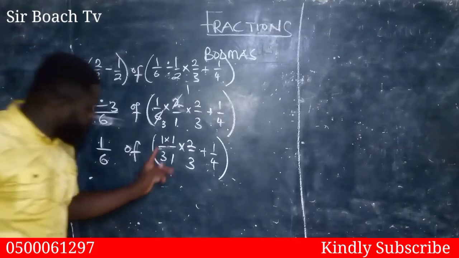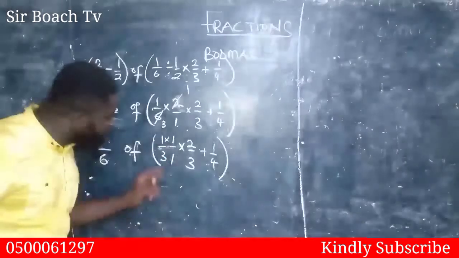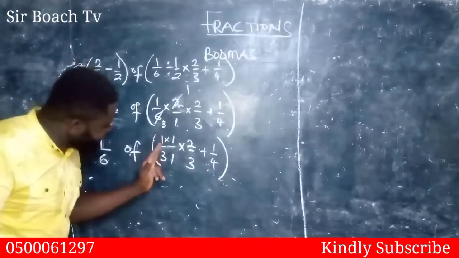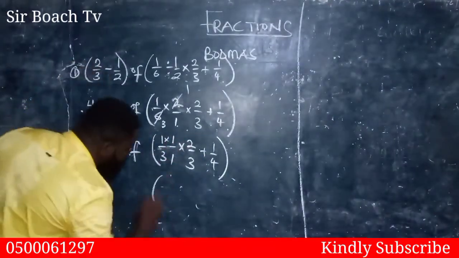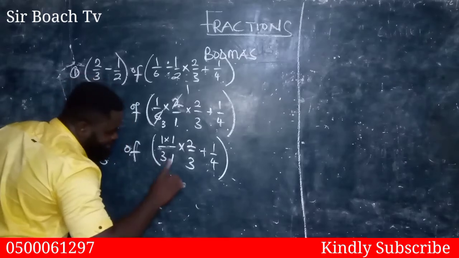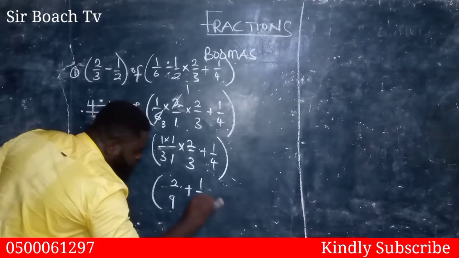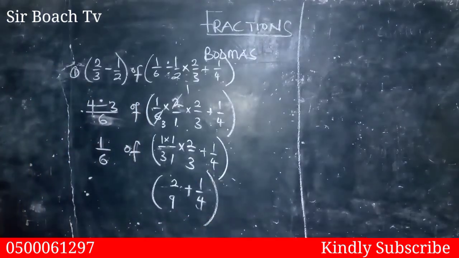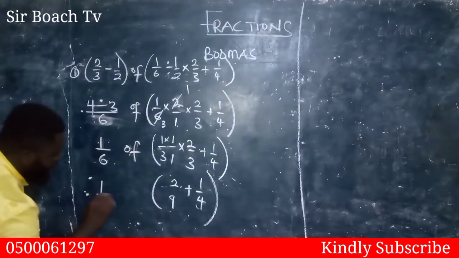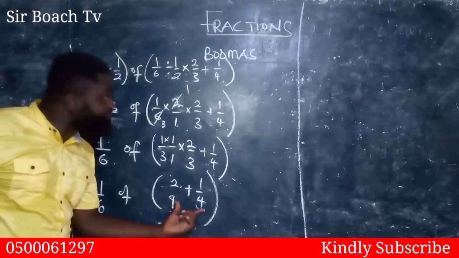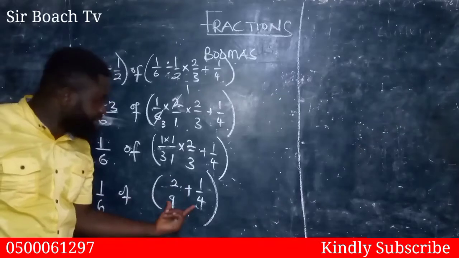We are not done. Now we will multiply this. But mind you, we have multiplication and multiplication. So we multiply all together. So 1 times 2 will give me 2. Then 1 times 3 also gives me 9. Then plus 1 over 4. And I put my brackets. Is it good? Then I replace my 1 over 6 of over here. Now in the brackets here we have addition. That's the next one after the multiplication.